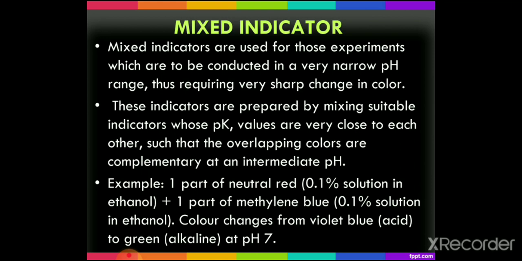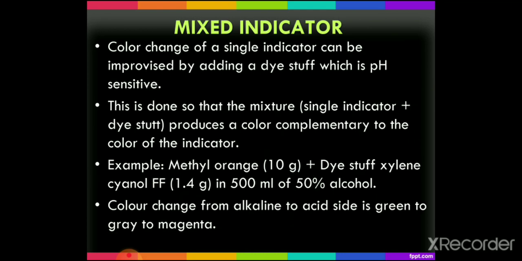For example, one part of methyl red, that is 0.1% solution in ethanol, plus one part of methylene blue, 0.1% solution in ethanol, is a mixed indicator which is responsible for the change in color from violet blue when the solution is acidic to green when the solution is alkaline.